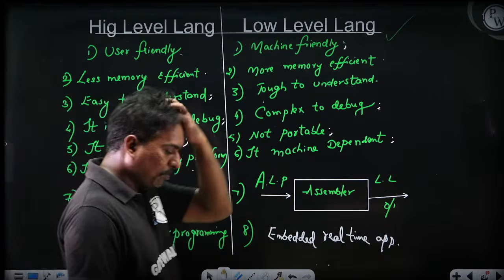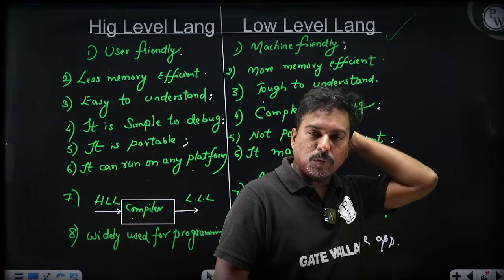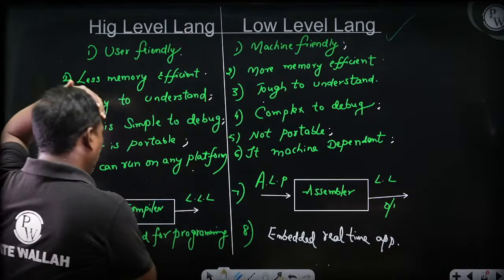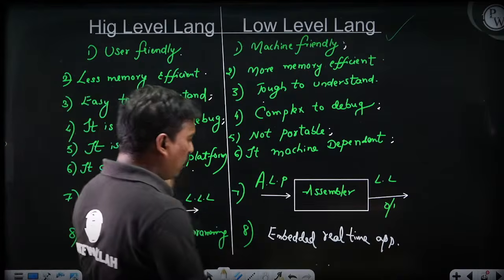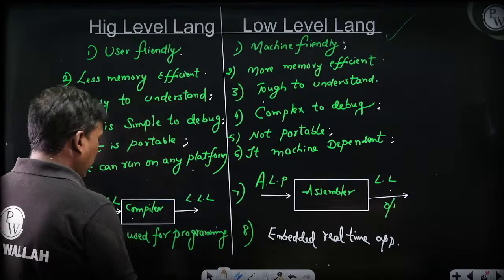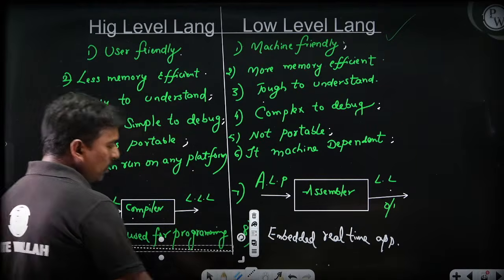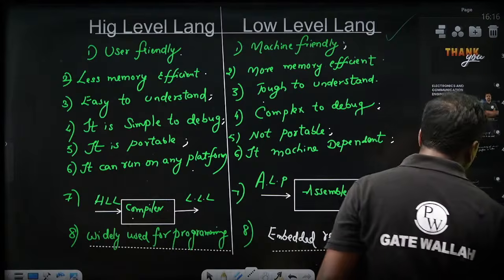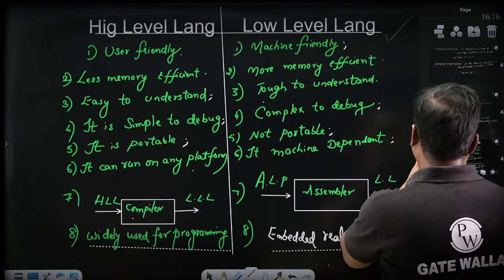Compiler: what a compiler will do, a compiler is used to convert high level language to low level language. Assembler is used to convert assembly language program to low level language. So it is widely used for programming. It is used in embedded real time applications. Okay, so that is one thing.